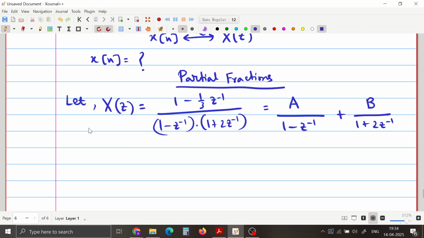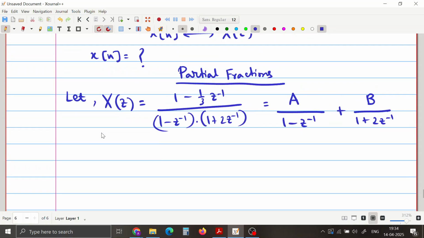Note that I am able to express this as A by one factor plus B by another factor because of the given form. If there is some other form of the z transform, then you have to express it in some other form. I am not discussing every form here; you can find that in any reference book or online.